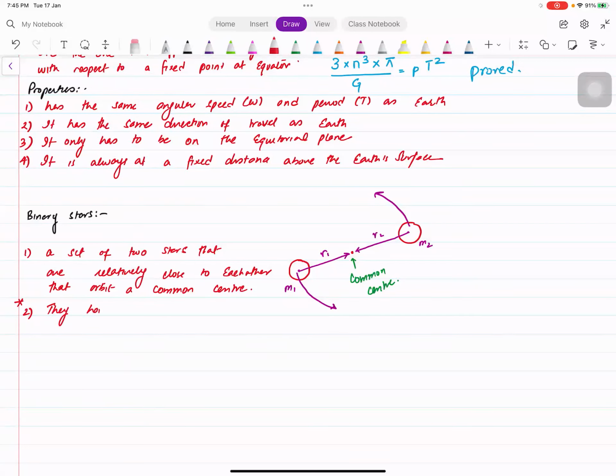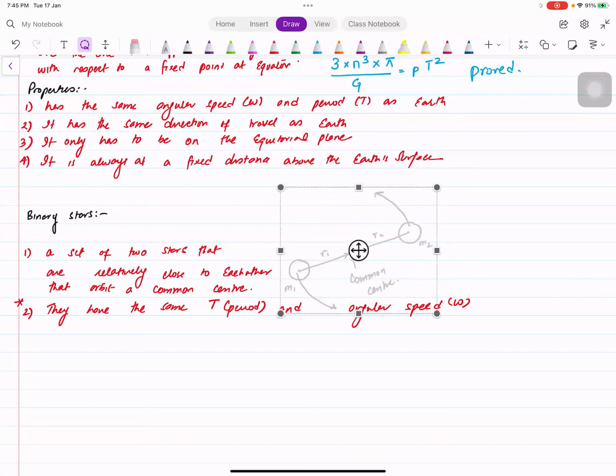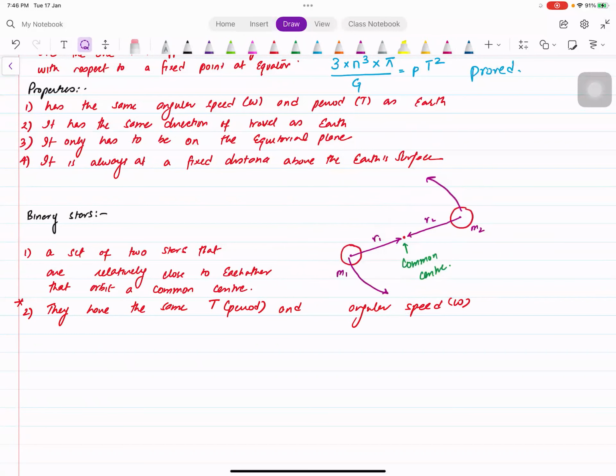The other thing is that this is the most important thing, the second most, in fact. They have the same time period and angular speed omega. So let me just move this away right here and move this here. All right. So they have the same angular speed and time period. This is very, very important for you to know.